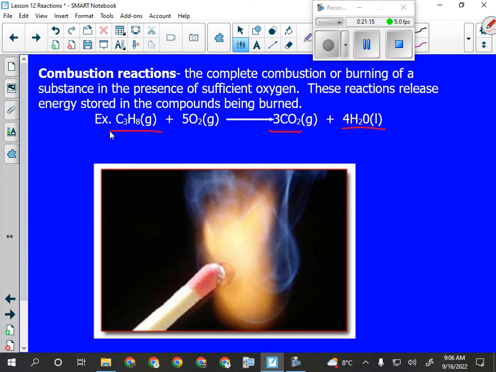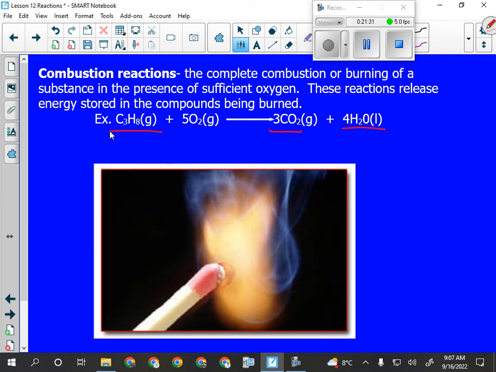3. Okay, the little 3 says there's 3 carbon atoms. How many carbon atoms are there over here? Still 3, right? I've got a big 3 in front of carbon dioxide. That means there's 3 carbon dioxide molecules. That means there's 3 carbon atoms.